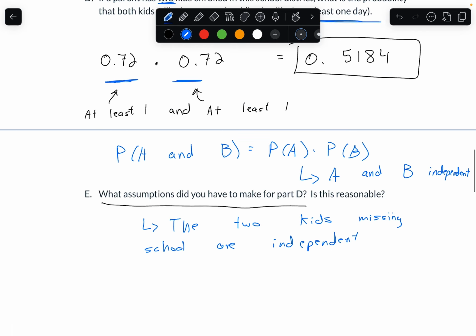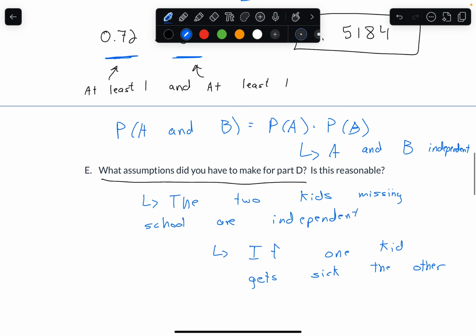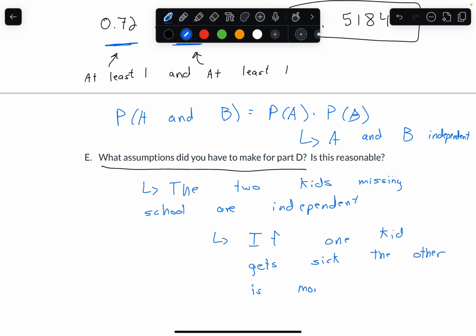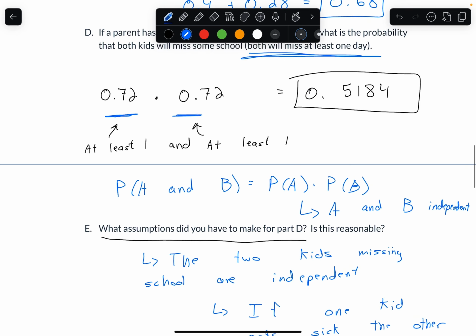And we said, probably not. If you're missing school, most likely it's because you're getting sick, and if one student gets sick, their sibling or whoever they're living with is perhaps also more likely to get sick. If one kid gets sick, the other is more likely to get sick. Now, what that means is I really probably shouldn't have used this formula up above here in Part D.